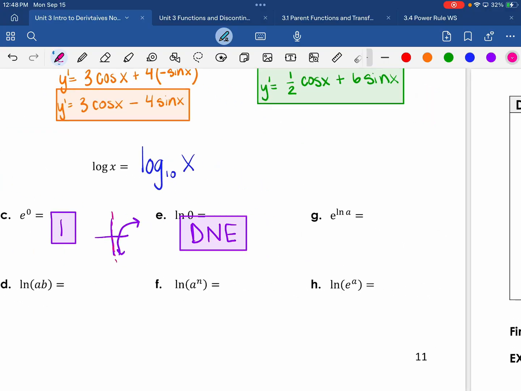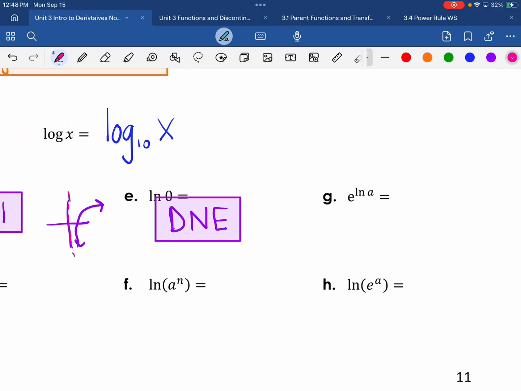All right, so now let's talk about this one right here. The e and the ln cancel out, and you get a. What about on this one? What happens with the ln and the e there? They cancel, and you get a.